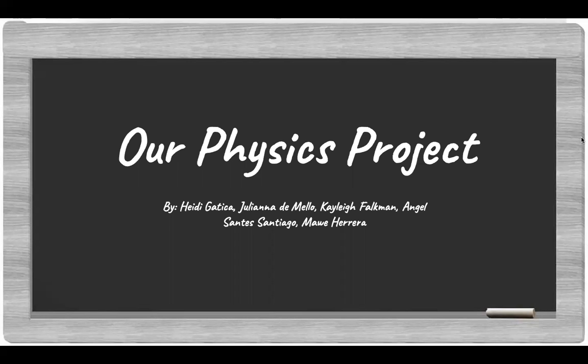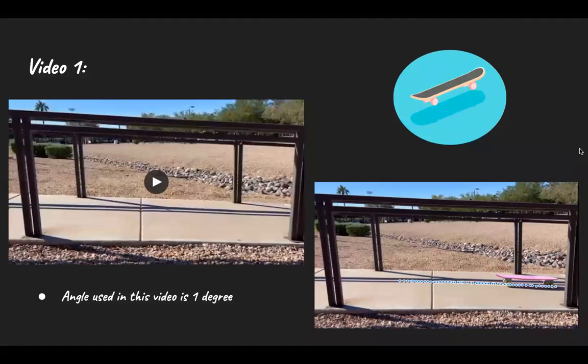Today I will be presenting our physics project. For this project, our objective was to demonstrate the contrast of the magnitude of the rolling friction between two angles using a skateboard with different inclines around the ASU campus.